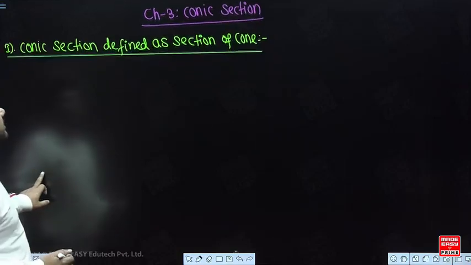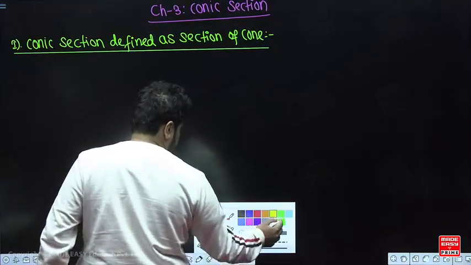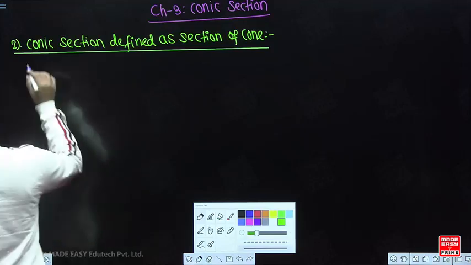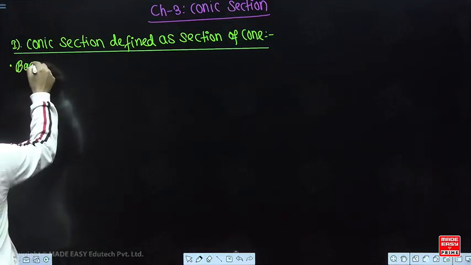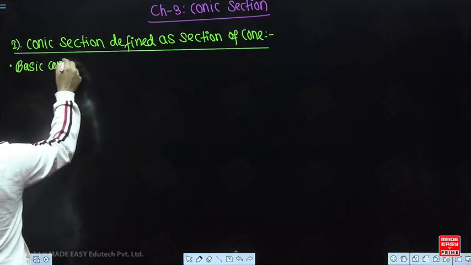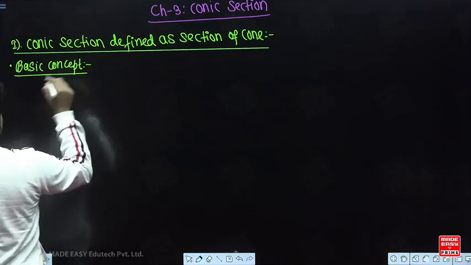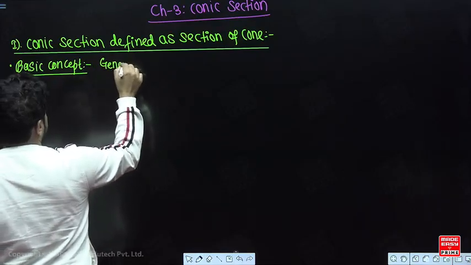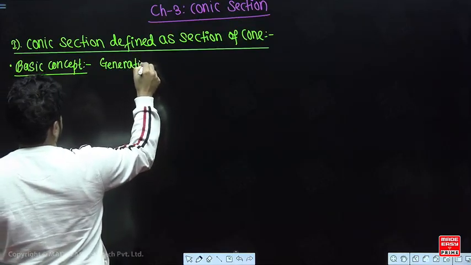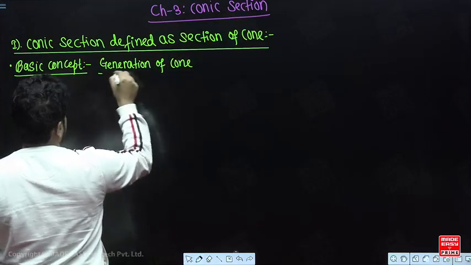So conic section defined as section of cone. Now see, first let us develop a basic concept, correct? So what is the basic concept? Basic concept, generation of a cone. How to generate a cone?